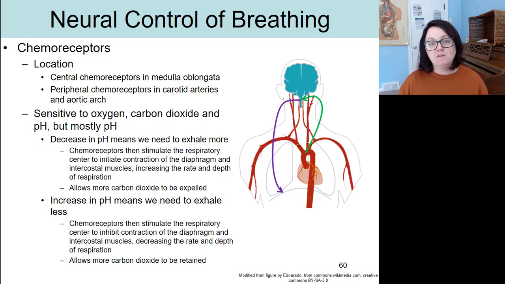Likewise, when these chemoreceptors detect an increase in pH or a more alkaline pH, what that means is we need to exhale less. We need to keep some extra carbon dioxide in the body in order to get more acid to stay in the body to bring that pH down a little bit. The chemoreceptors, when they detect this increase in pH, send a signal to the respiratory center, inhibiting contraction of the diaphragm and inhibiting contraction of the intercostals, which will decrease the rate and depth of breathing, which will allow more carbon dioxide to be retained in the body.